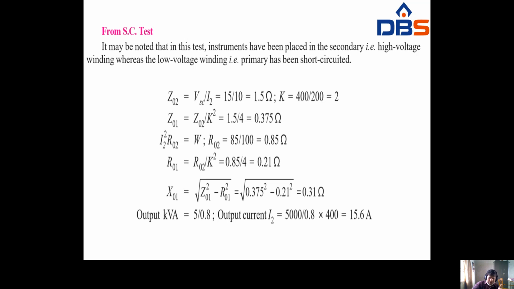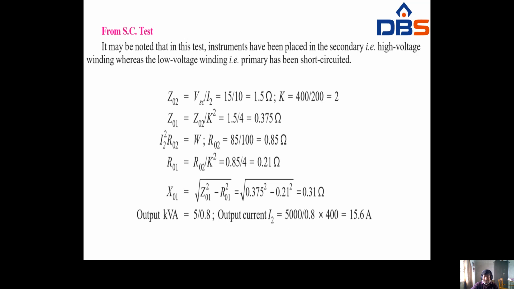So first you have to determine Z02, and K is equal to the transformer ratio, that is V2 by V1, 400 by 200, that is equal to 2. From that Z01 is equal to Z02 by K square. The equivalent impedance referred to the primary is nothing but we have to divide by the square of the transformer ratio. Z02 by K square, that is 1.5 by 4, that is equal to 0.375 ohm.